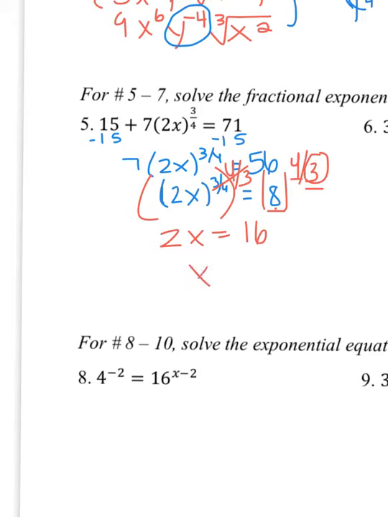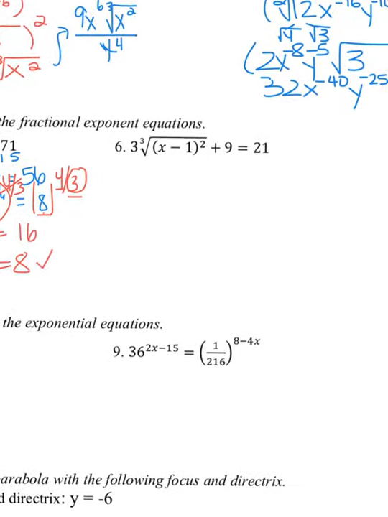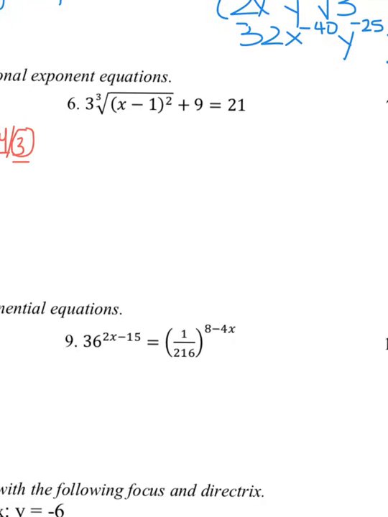And then you divide both sides by 2, and you get x is equal to 8. Plug that back into the original equation. It does work, so x equals 8 is your only answer for number 5. For number 6, same idea. So first I'm going to rewrite this as 3 times x minus 1 raised to the 2/3 power plus 9 equals 21. I'm going to subtract the 9 and divide by 3.